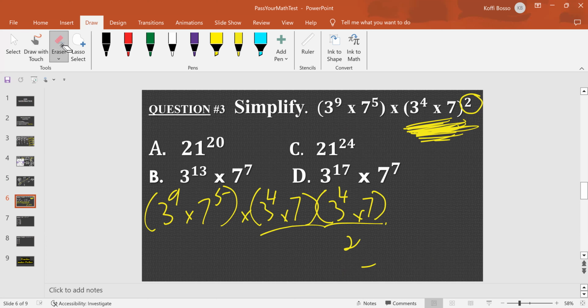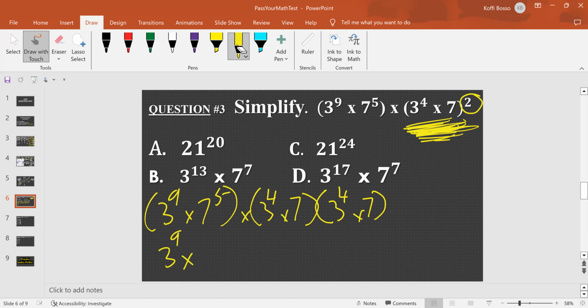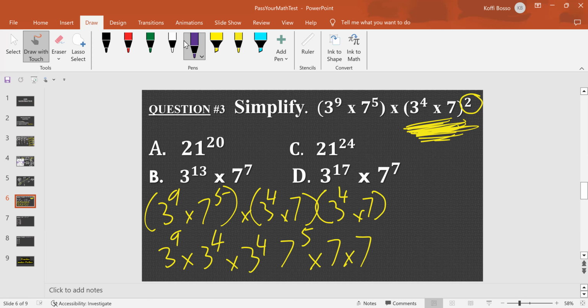Now, let's see what's going to happen. Based on the property of exponents, what we'll do is take 3 to the 9th power, multiply by 3 to the 4th power, and multiply by the other 3 to the 4th power. So I take this, this, and this. Now we'll take 7. So we have 7 to the 5th power multiplied by 7 multiplied by 7. That means I take this, this, and this.